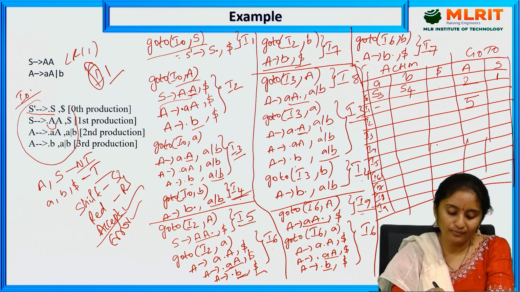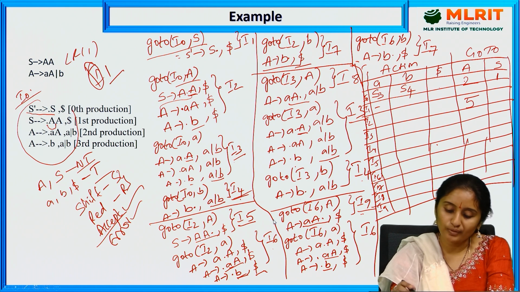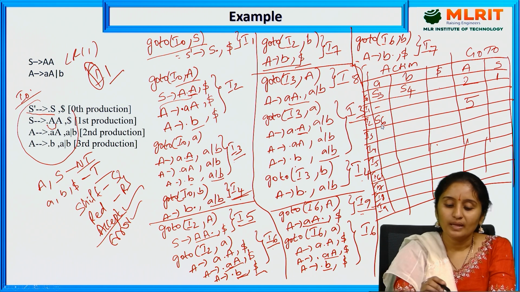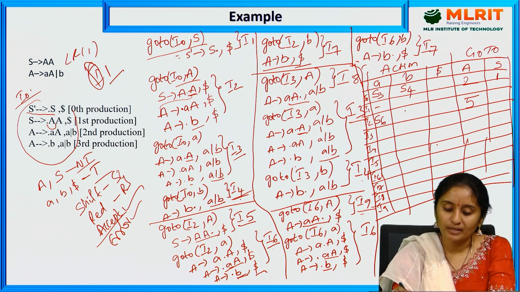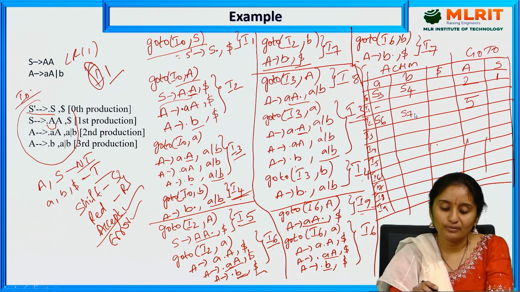Fifth state, I5, is nothing but number 5. We just ignore I, we are going to write 5. I2, comma small a, is moving to I6, which we are going to write as S6. I2, comma small b, where is it going? I7, nothing but S7. Shift we are going to do.